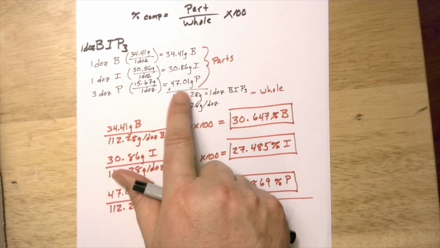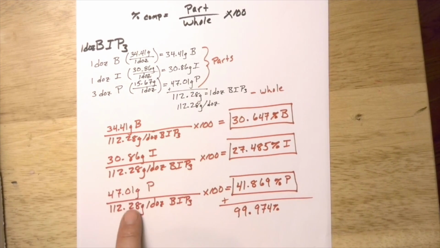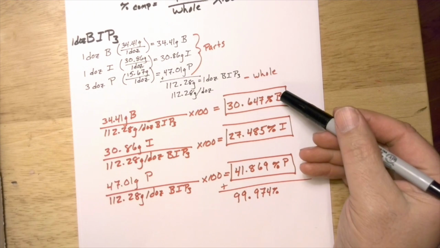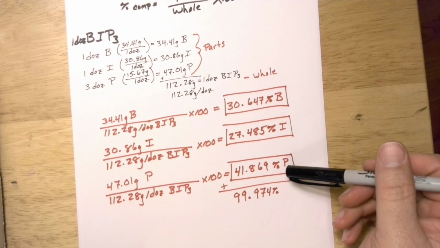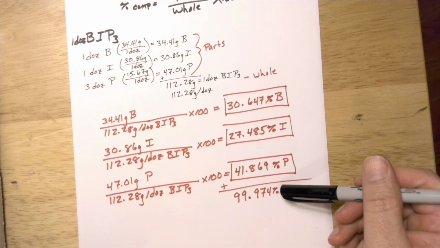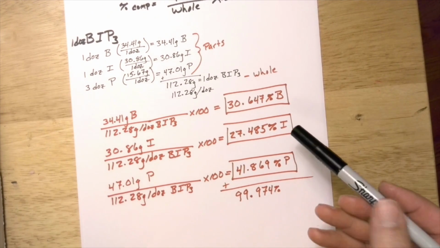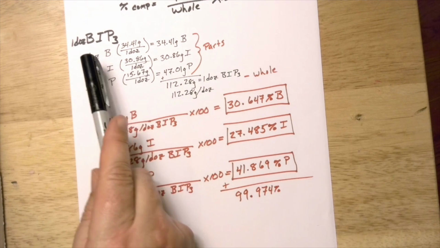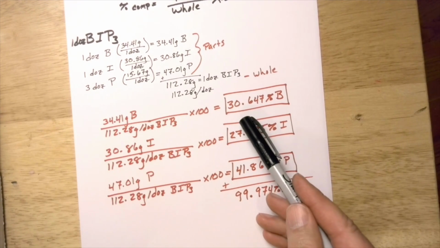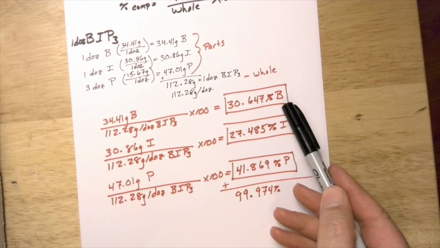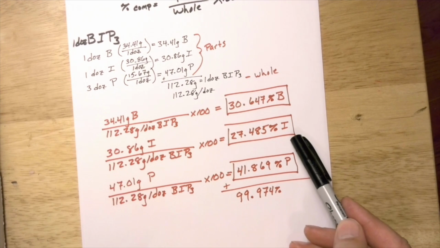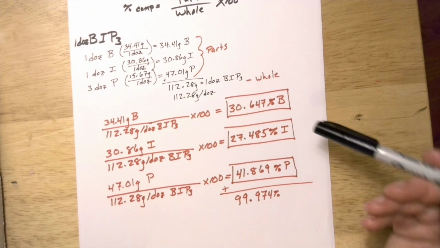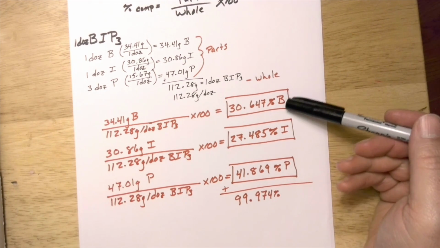We get the mass of the paper clips, mass of the whole thing. So we have this down here, and almost 42% of it were made up of paper clips. And if you add up all these results together, we end up getting something close to 100%. So this means that if I were to weigh out 100 grams of this BIP3, I should have 30.647 grams of it be binder clips, 27.485 grams of it should be index cards, and about 41.869 grams of it should be paper clips.